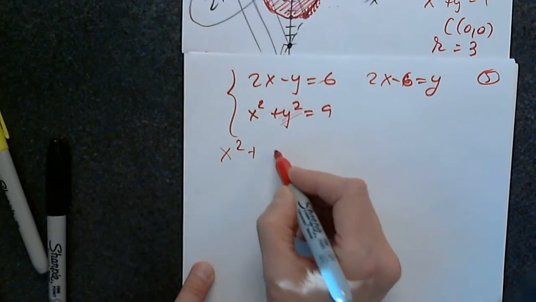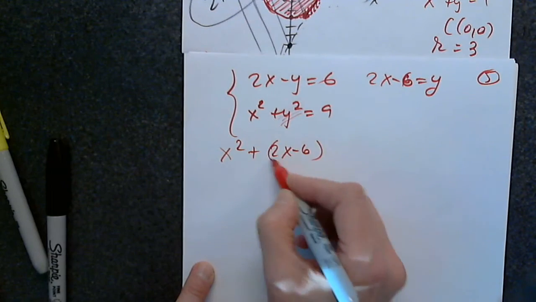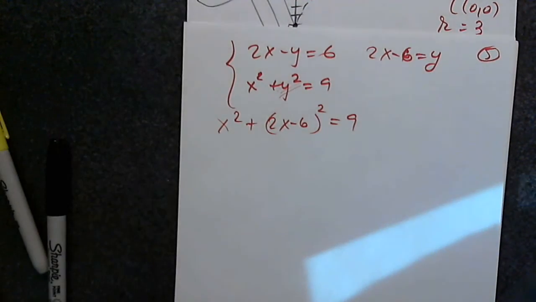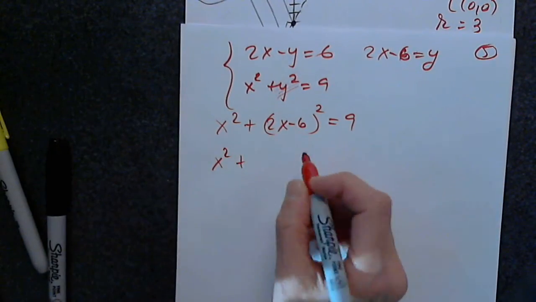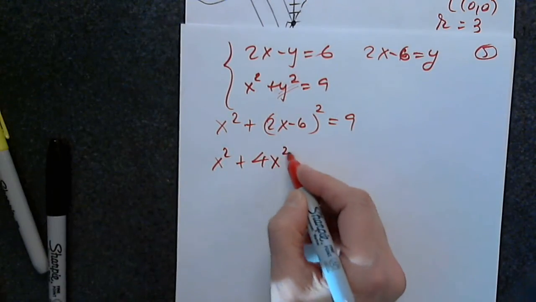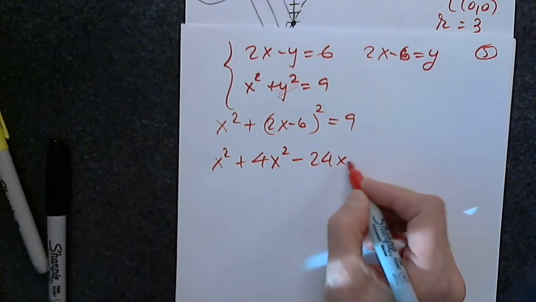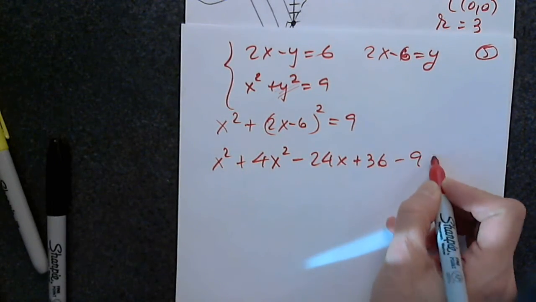So x squared plus (2x minus 6) squared equals 9. I solved the first equation for y and got 2x minus 6, and I replaced y in the second equation by 2x minus 6 and squared it. When we square a binomial, how many terms do we get? Very good. First term squared, minus 2 times the first times the second, and plus 36, and minus 9 equals 0.